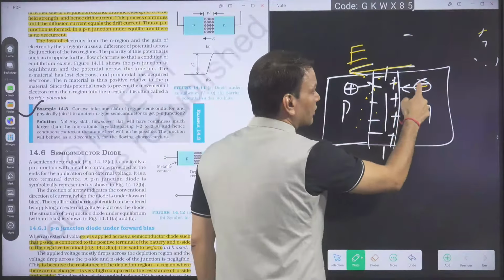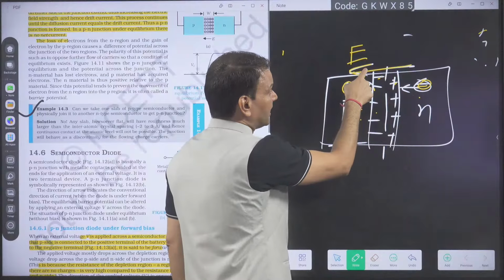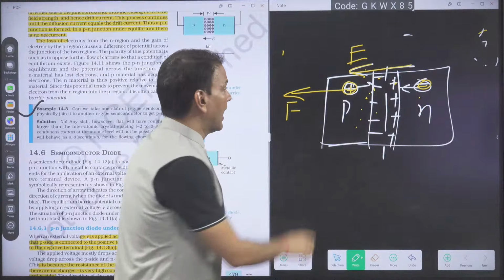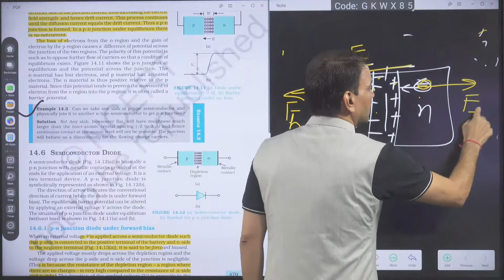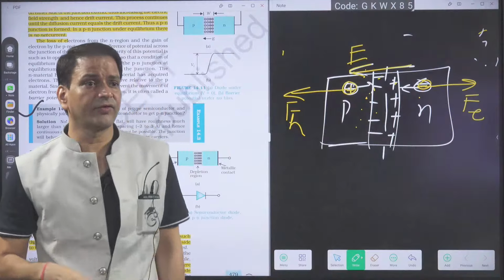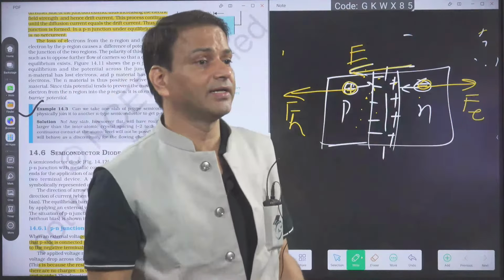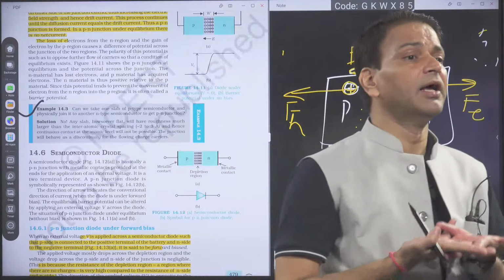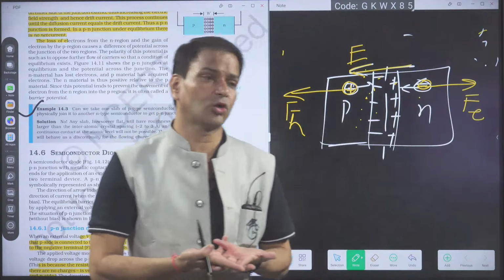Now, electrons were going from N to P and holes were going from P to N. So this electric field applies a force on the holes in this direction, and on the electrons in this direction. So this internal field opposes the majority charge carriers. That is why this is called the barrier potential. The potential developed in the depletion layer is called the barrier potential or junction potential, because it opposes the majority.